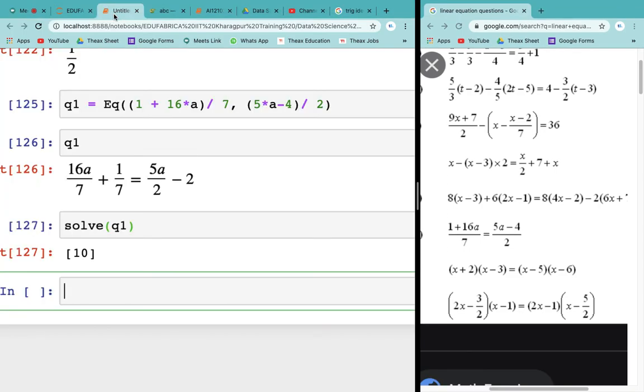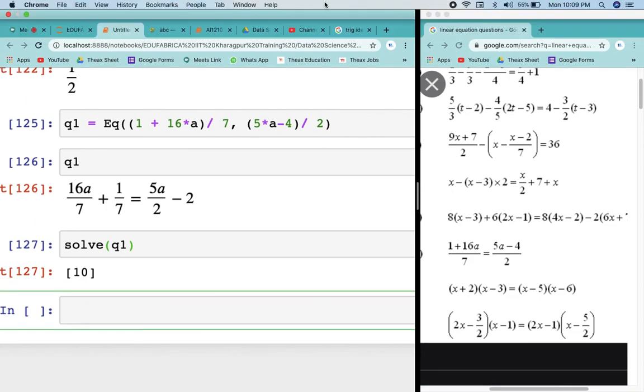Using solve, we can solve this. If you want to get the answer, understand, you don't even have to write other things and go through the long procedures. You can just directly go with this. Okay, so I think things are fine right now. Let's stop this.